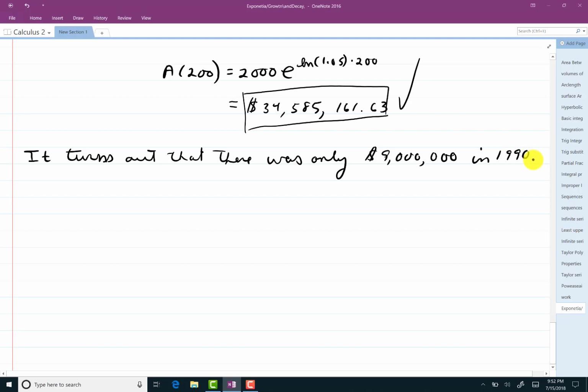Okay, so if he didn't get 5%, obviously he got less than 5%, because this is way short of $34 million. So it's only $9 million. No, nothing to sneeze at, but still, $9 million is way less than $34 million. What kind of an interest rate did he get? So what was his interest rate?